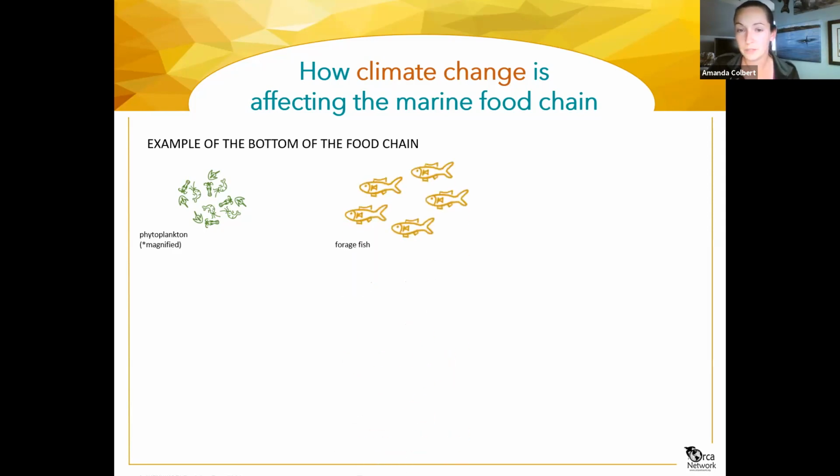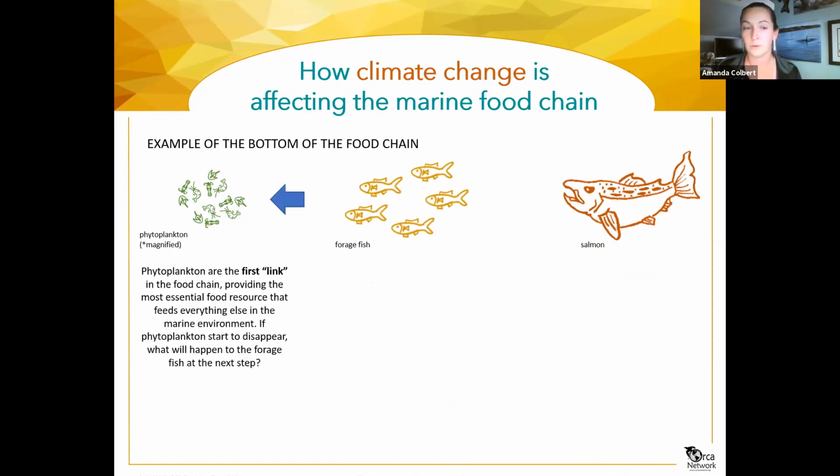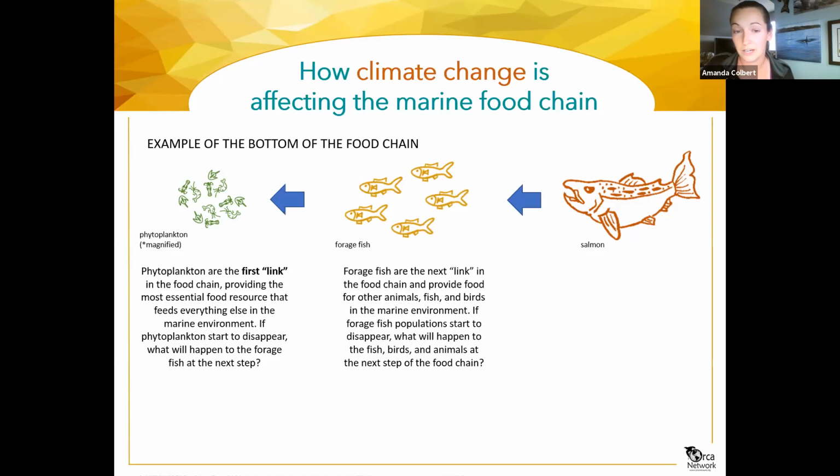And then if we hop up a little bit, we've got our forage fish, and then we also have our salmon, as Charlie pointed out. So she already made the connection. And what I want to go over with you all is if phytoplankton are that very first link in the food chain, then they are essentially providing the food resource for every other thing that eats higher up on the food chain. So we're going to talk about what might happen at the next step if our phytoplankton start disappearing.